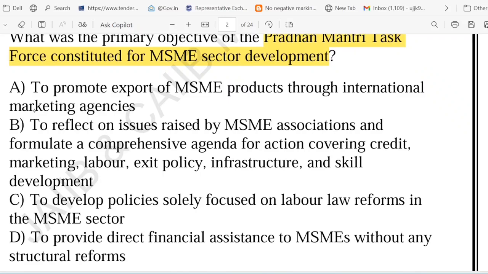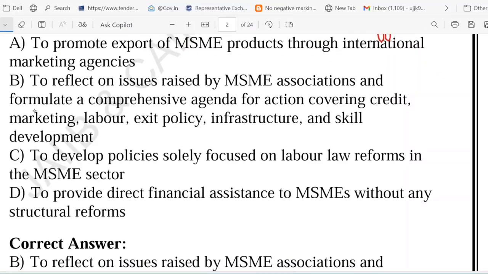Let's look at option number A. If you look at option A, this is too narrow. Exports are important, but the task force was not made just for export. The agenda was much bigger. Not only marketing, but also credit, labor, infrastructure, skill development. So export was only one small part, not the full objective. Option number B, yes, this one is the correct one.